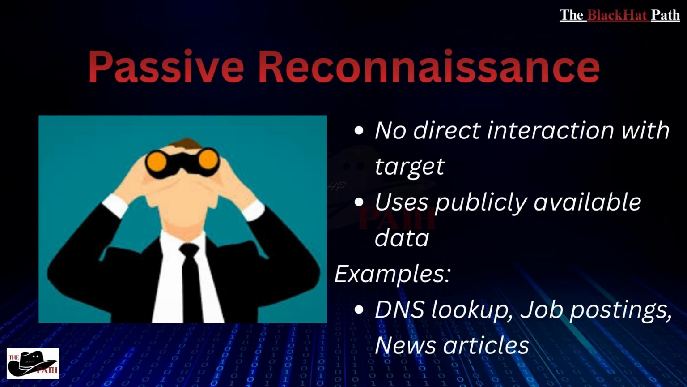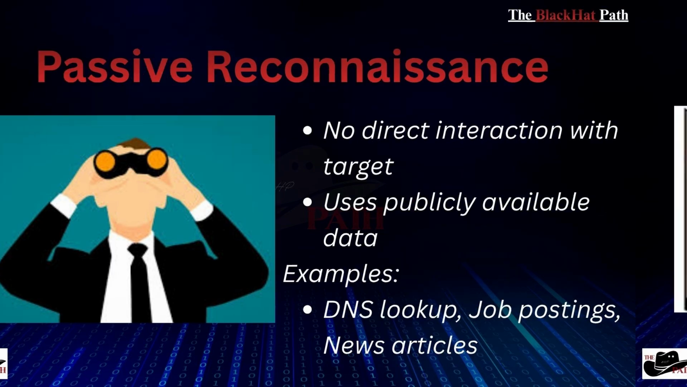Now, there are two types of information gathering. First is passive reconnaissance. In passive reconnaissance, the attacker does not directly interact with the target. Instead, they collect information from publicly available sources. For example, looking at DNS records, reading news about the company, checking job postings. This is like observing from a distance. The target does not even know that someone is collecting information.